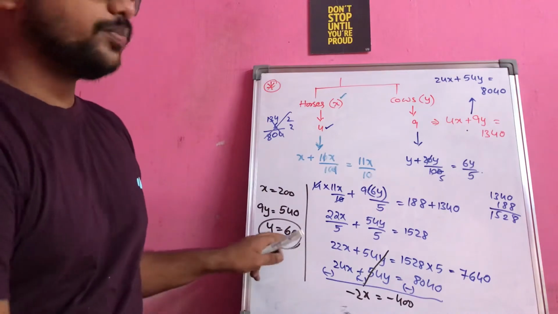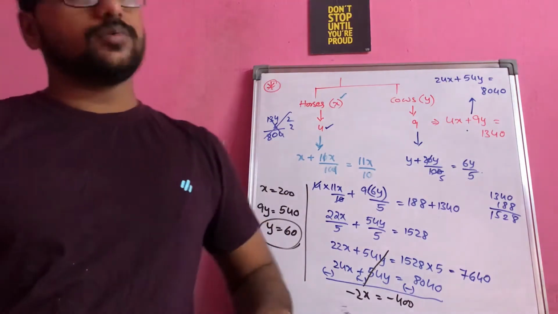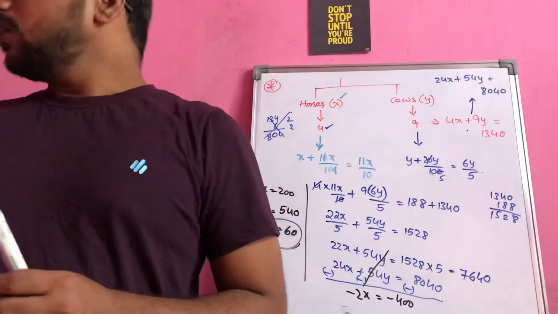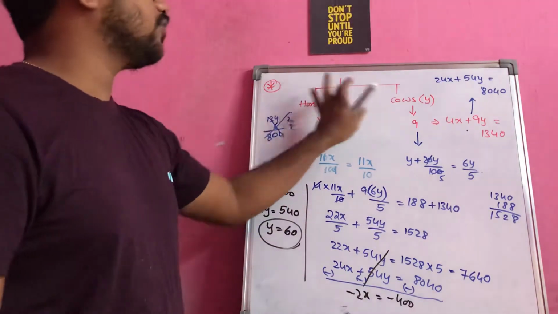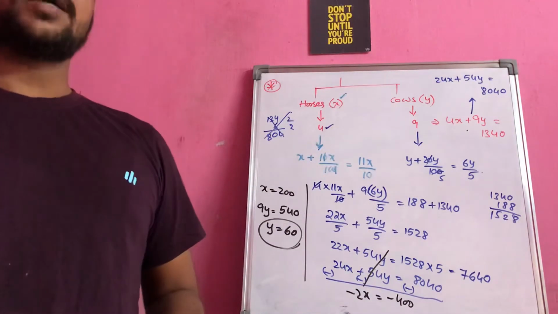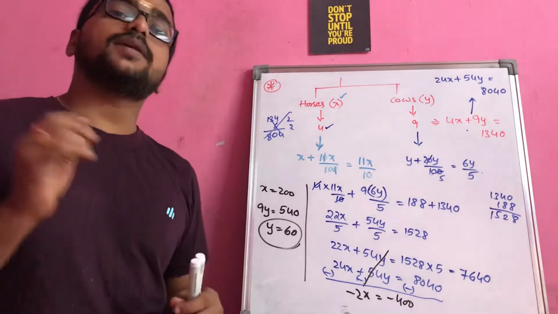Each cow is 60 rupees. Cost of each horse is 200 rupees. So once you represent the data in the form of a tabular column like this, it will be somehow easy for you to interpret the data.